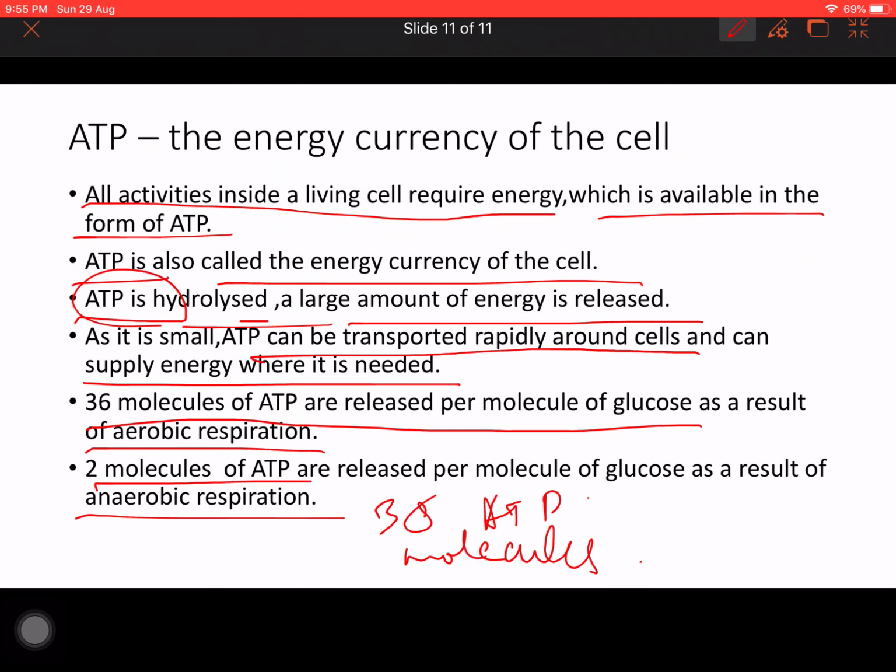So, this is the first part of respiration in plants I am discussing. And in the next episode, the rest I'll be discussing with you all.